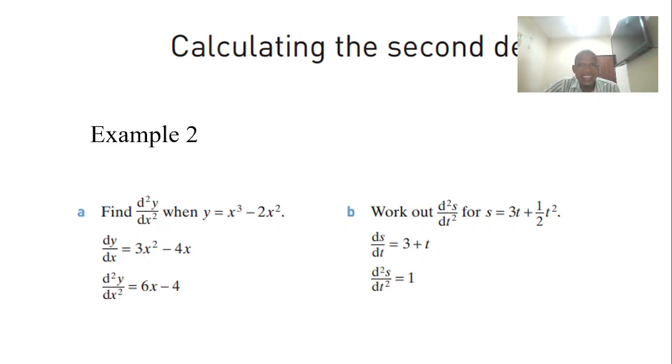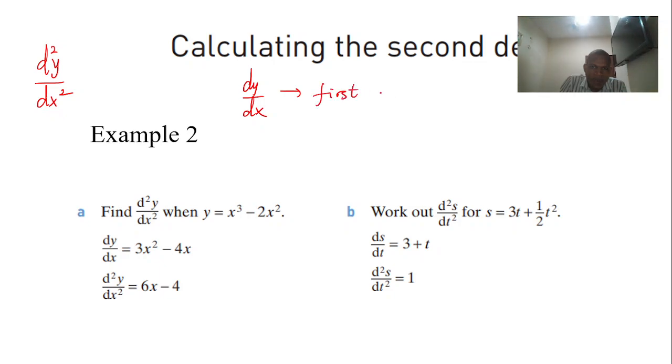Now this is what we call the second derivative. That's basically what we call d squared y over dx squared. The second derivative comes from the fact that if you have dy over dx, this is called the first derivative. Take note, this is called your first derivative. If you differentiate once, it's called first derivative. If I differentiate twice, that's called second derivative. Take note of that.